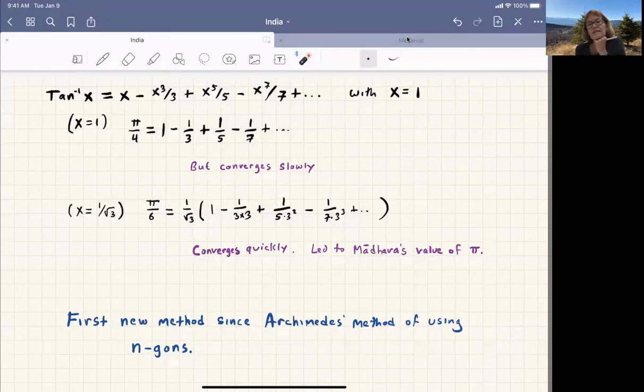So this method of Madhava of finding pi is the first new method since Archimedes' method of using n-gons. Because remember that in China also, the method of using 96-gons was used to find pi. So this is now something brand new.